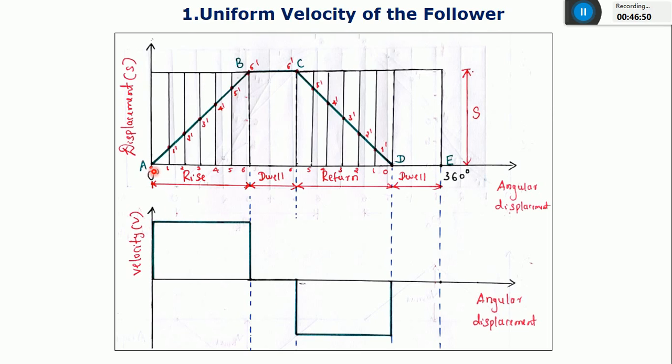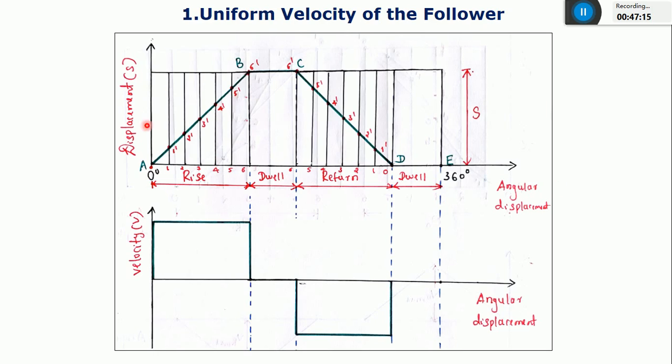During the rise of the follower, whenever the follower is moving in the upward direction, you can see the velocity is uniform, it is constant. Again, during the return motion, whenever the follower is coming down, you can see the velocity is uniform. If the speed of the follower is uniform, I can call it a uniform velocity follower.